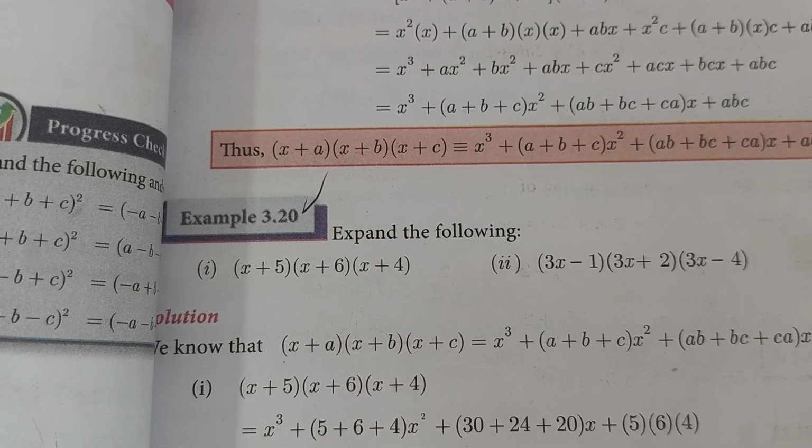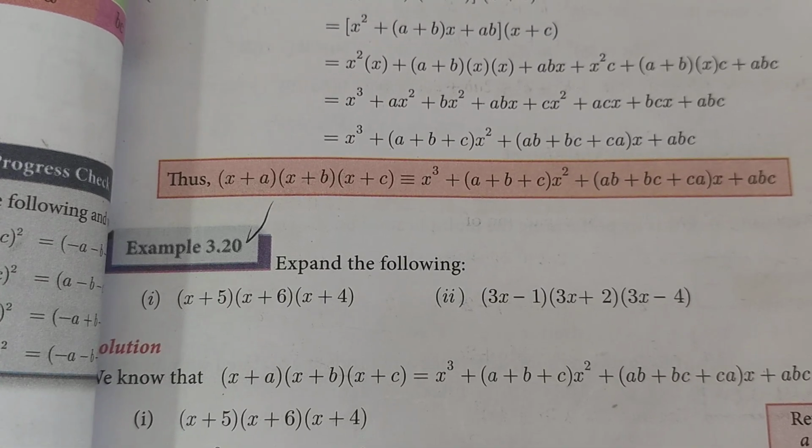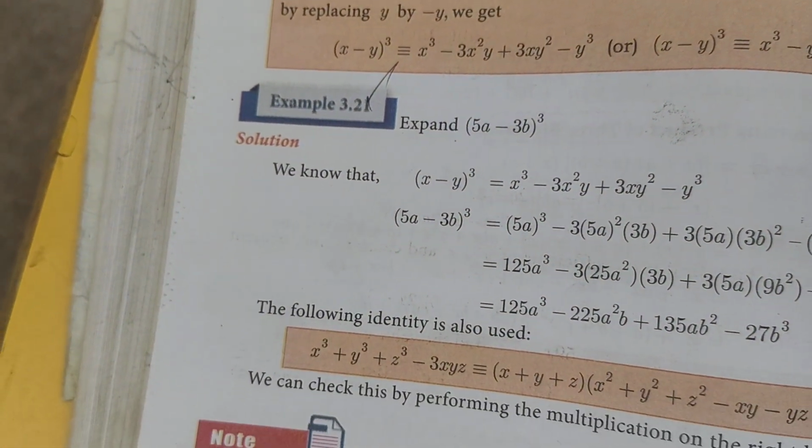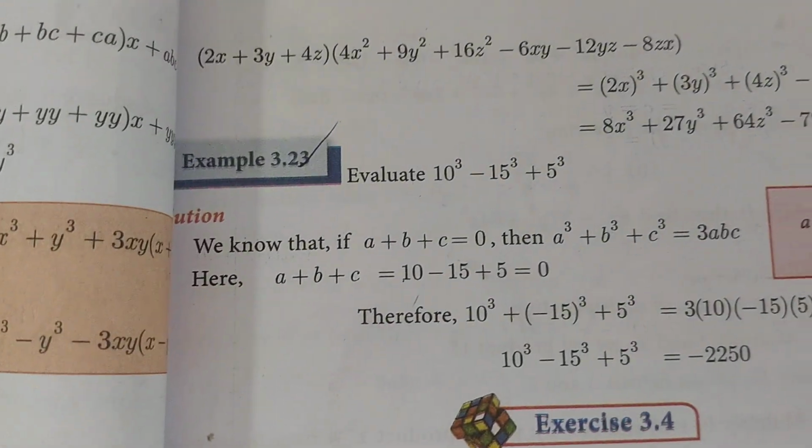What is the formula? x cube plus (a plus b plus c) into x square plus (ab plus bc plus ca) into x plus abc. Based on this concept. Then example 3.21 is a repeated question. Then example 3.23 is the most important.